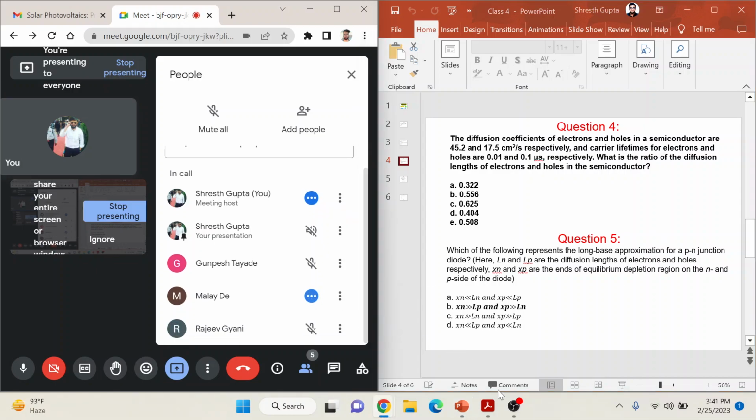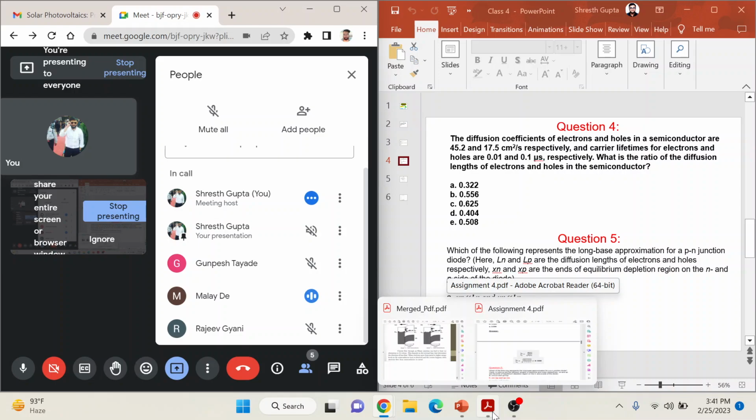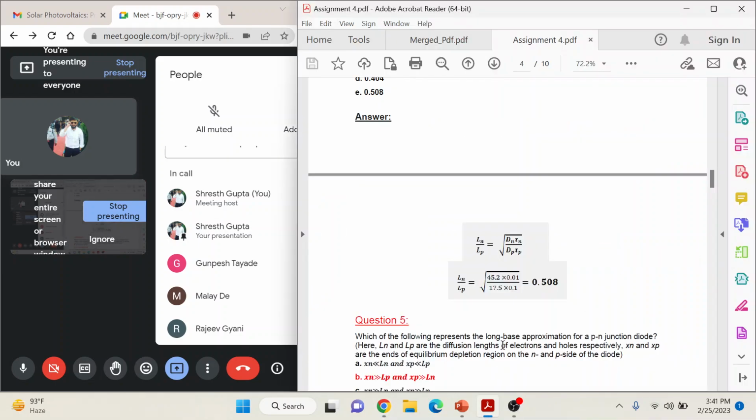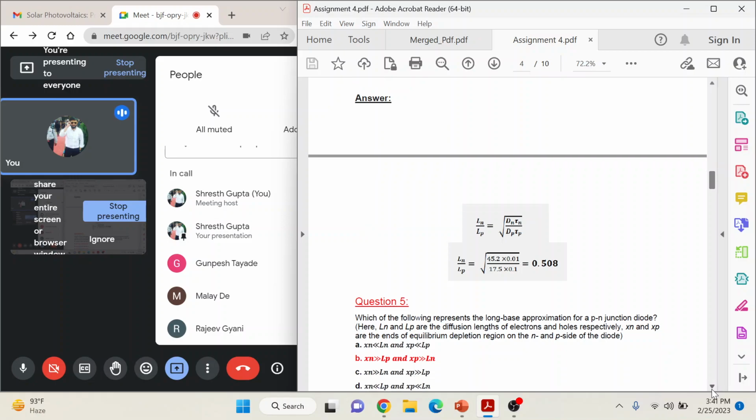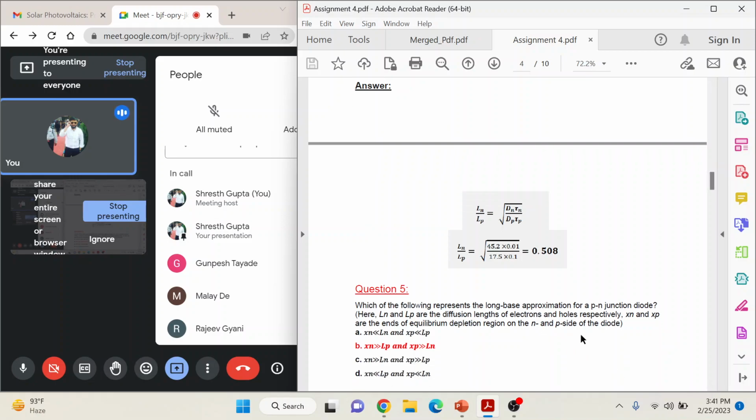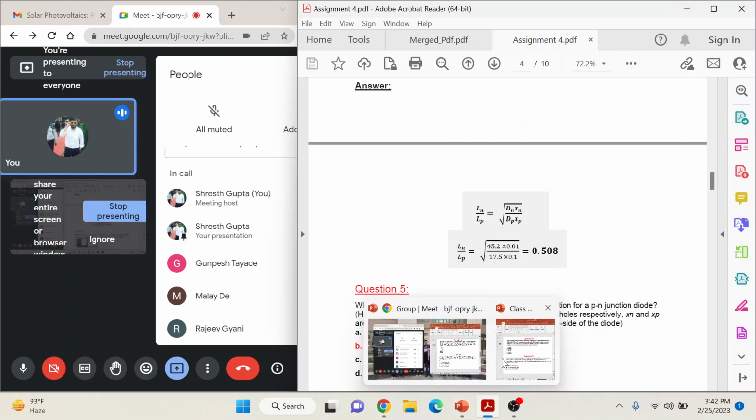Already same, sir. B. B, sir. Yeah, right. The answer is B. We know that very well. This is the approximation for a p-n junction diode, and we know that at the ends of the equilibrium, when the depletion region is forming, Xn should be greater than the diffusion length of the p side, and Xp should be greater than the diffusion length on the n side. This is the approximation that we consider for a p-n junction diode. So yes, the option is B. Okay, now let's move to the next question.